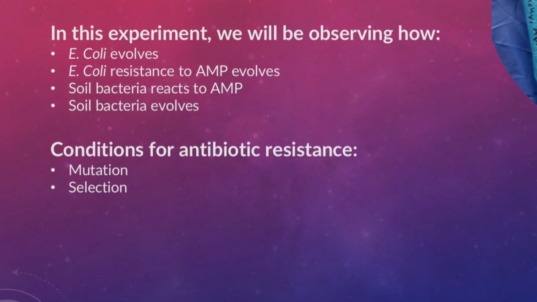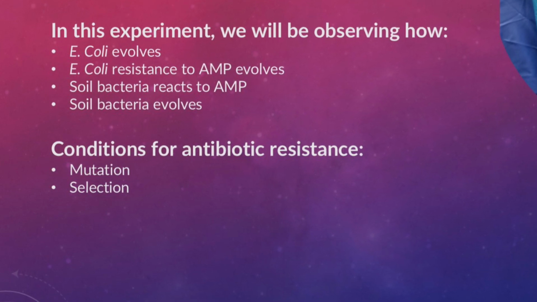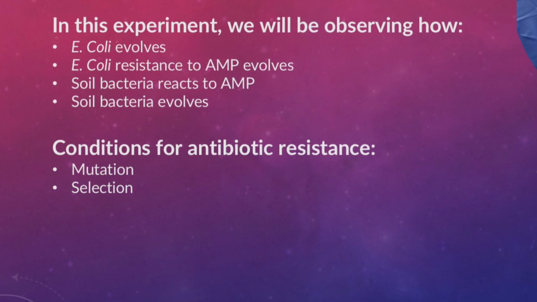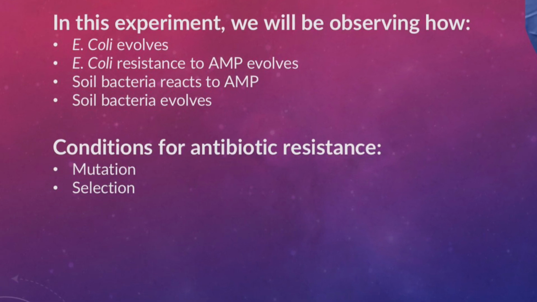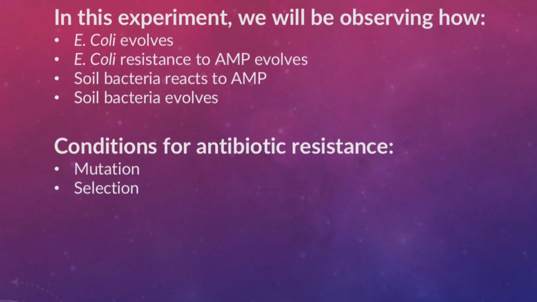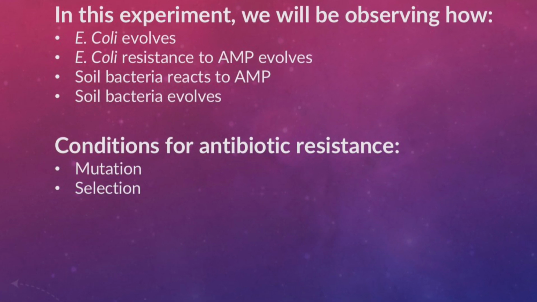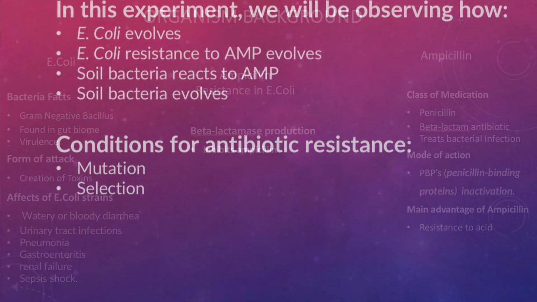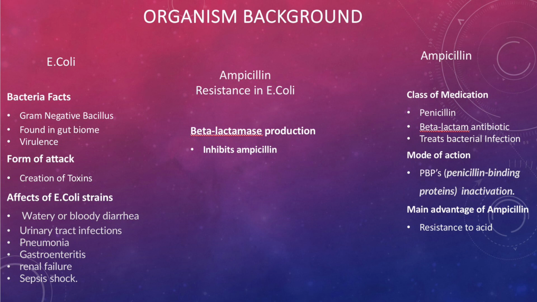The conditions involved with the evolution of antibiotic resistance are mutation, where a mutated strain of bacteria is more resistant than the original strain, and selection, where the resistant strain survives the antibiotic sweep and reproduces to have more resistant offspring. Here is the background on the organisms.